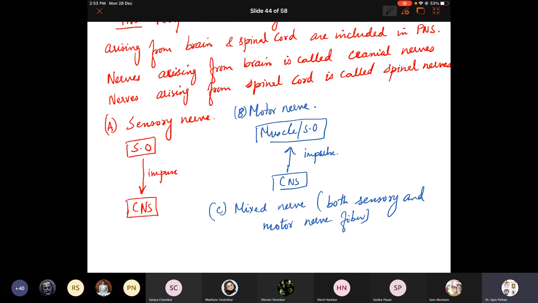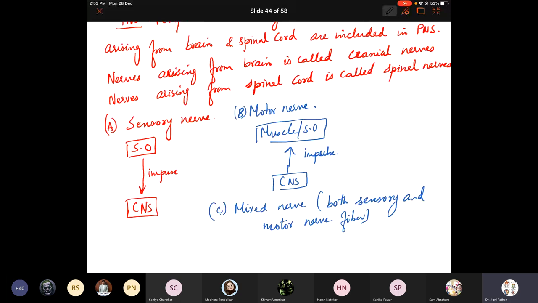Next, this is all about the spinal cord. Let's move to the next, that is the peripheral nervous system, or PNS. We are done with the brain, we are done with the spinal cord. Next, we are moving on to the peripheral nervous system. All the nerves arising from the brain and the spinal cord are included in PNS.